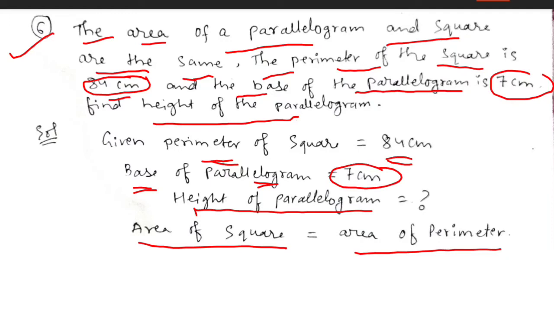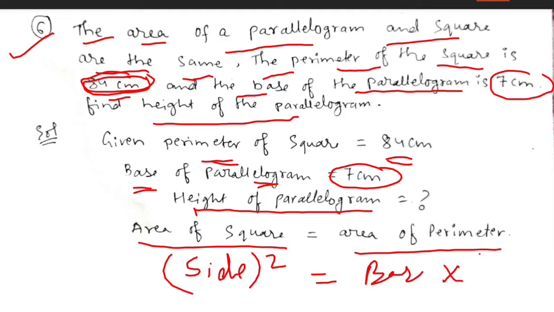Clear? So first, what do we need to do? We need to find the side of the square. Since the perimeter is given, 84 centimeter, we can easily find the side of the square. If the side of the square is given, then side squared equals the area of the parallelogram, that is base into height. Clear? So we have the base and we will come to know the side, then we can easily find the value of height. So first we need to find the side of the square.